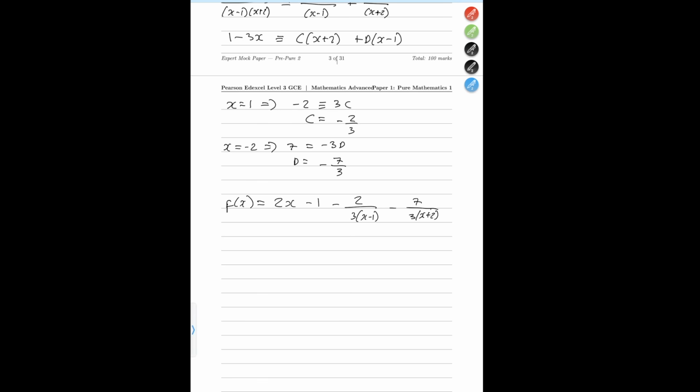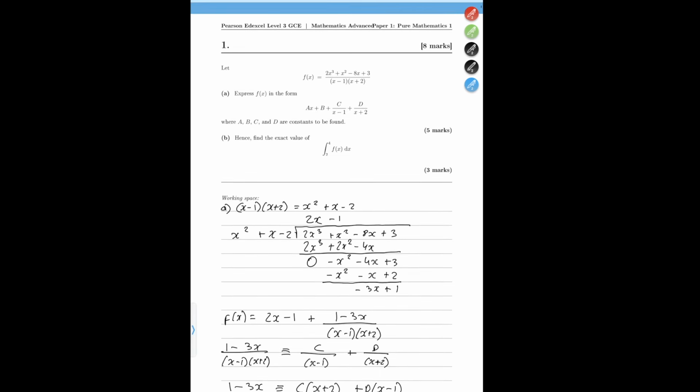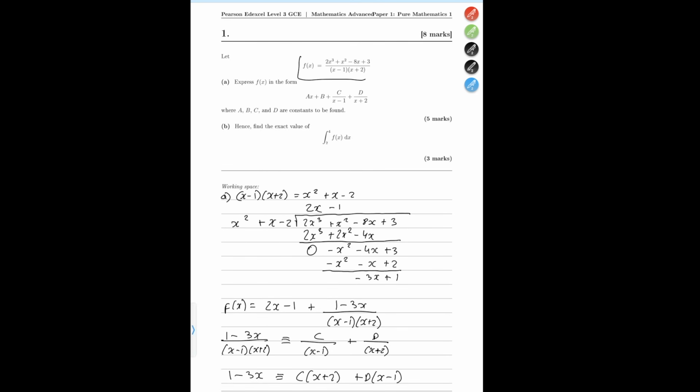And a good way to actually test your answers here is if you look at your original equation, your original function. So we've got this whole fraction here. I'm going to type in the number 2 into my calculator and store it in the answer function. So I'm going to write out this whole expression. So I'm going to put 2 answer cubed plus answer squared minus 8 answer plus 3 over answer minus 1 answer plus 2. So I use x equals 2. This gives me 7 over 4.